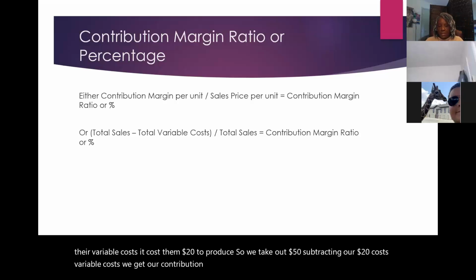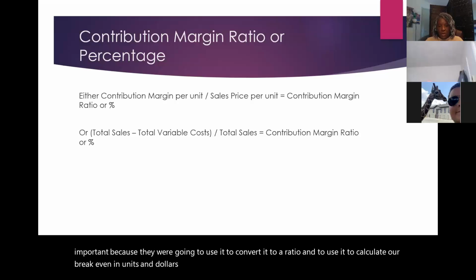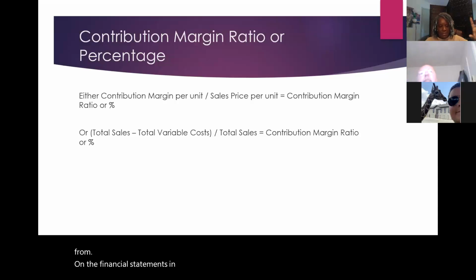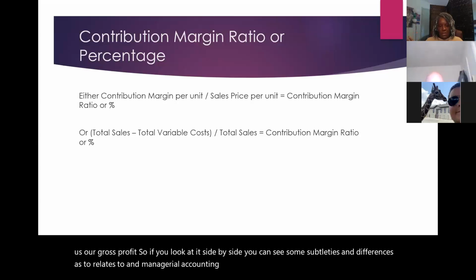That contribution margin is going to be very important because we're going to use it to convert to a ratio and to calculate our break even in units and in dollars. So really knowing what that is matters, and it is a little bit different from the financial statements, where revenues minus cost of goods sold gives us our gross profit. If you look at it side by side, you can see some subtleties and differences as to why in managerial accounting we're concerned with variable costs compared with our sales to get our contribution margin.